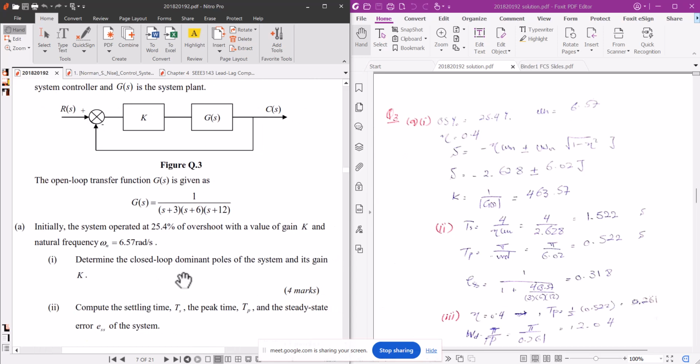Determine the closed loop dominant poles of the system. Minus zeta omega n plus minus j omega n under root 1 minus zeta square. We did the dominant pole, closed loop pole earlier. Here we have omega n, but we don't know zeta. So how will we get zeta? We will get zeta from the overshoot, from the formula, like in the previous questions. For the 25.4% overshoot, the zeta comes out to be 0.4.